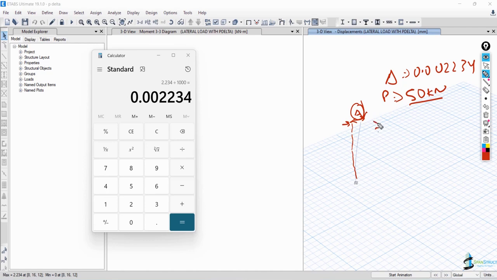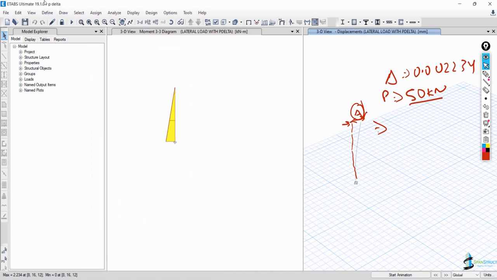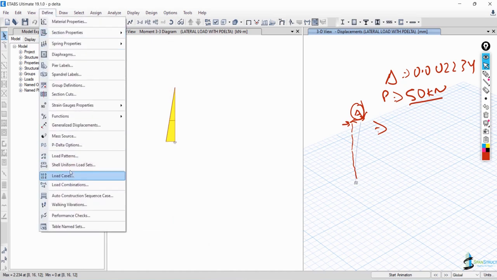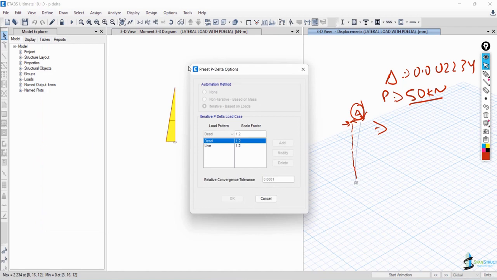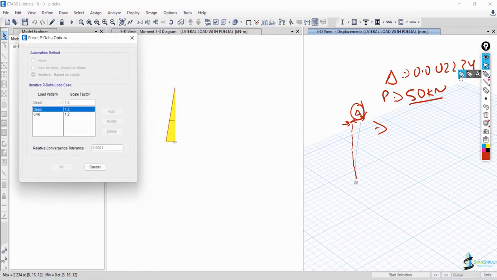But if you remember, when we were defining the P-delta, in the definition I gave some factor. If I open the P-delta option here, you can see that we have given a dead load factor of 1.2. So in the calculation the P will be 50 kilonewton multiplied by 1.2, so this will become 60 kilonewton. When you multiply 50 by 1.2 you get 60 kilonewton.